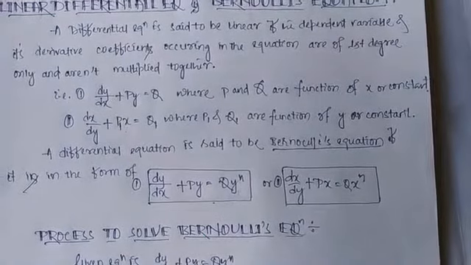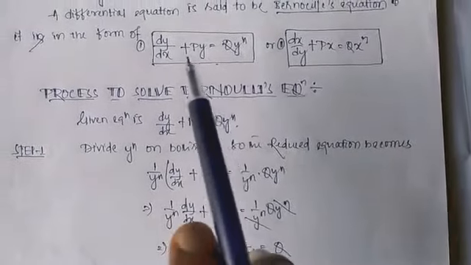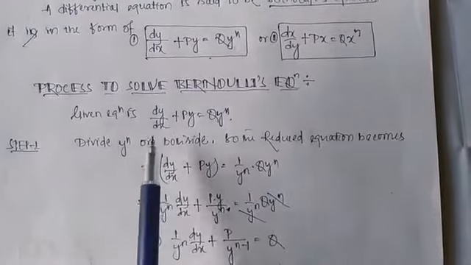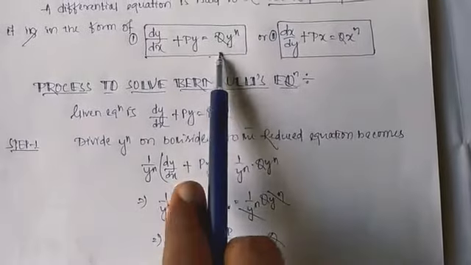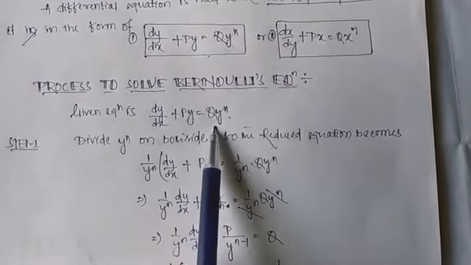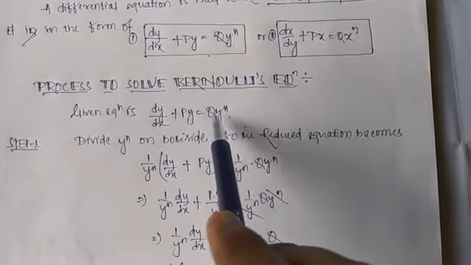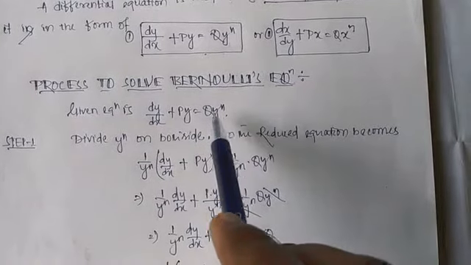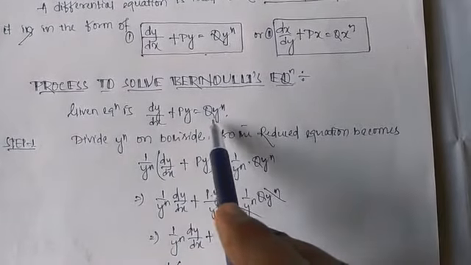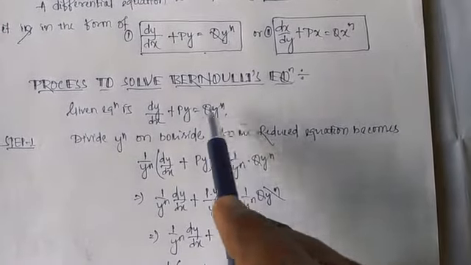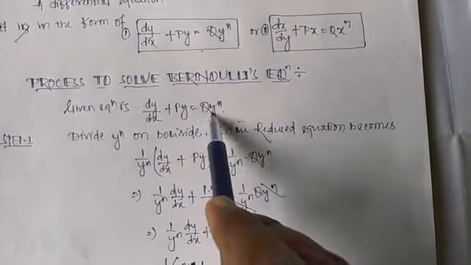So, the process to solve Bernoulli's equation. First we will consider the general form of Bernoulli's equation, which is given as dy by dx plus py equal to q into y to the power n. We want to convert it into a linear differential equation, and after that we can solve it using the method of linear differential equation. First, we will divide by y to the power n, which is the coefficient of q, where q is a function of x.